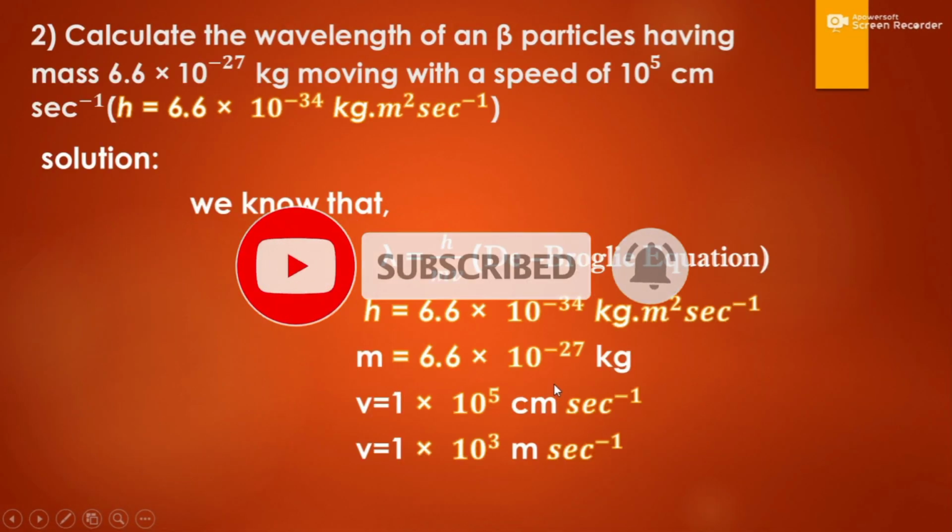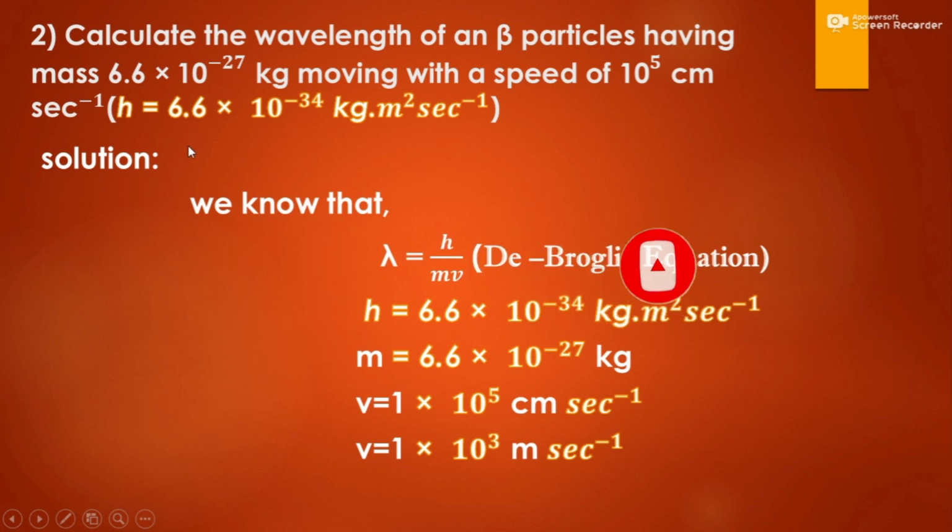Next, question number 2: calculate the wavelength of beta particles having mass 6.6 into 10 raised to minus 27 kilogram, moving with a speed of 10 raised to 5 centimeter per second, and we are given h equal to 6.6 into 10 raised to minus 34 kilogram meter square per second, or second inverse. Solution: we know that according to de Broglie's equation, lambda is equal to h upon m into v.